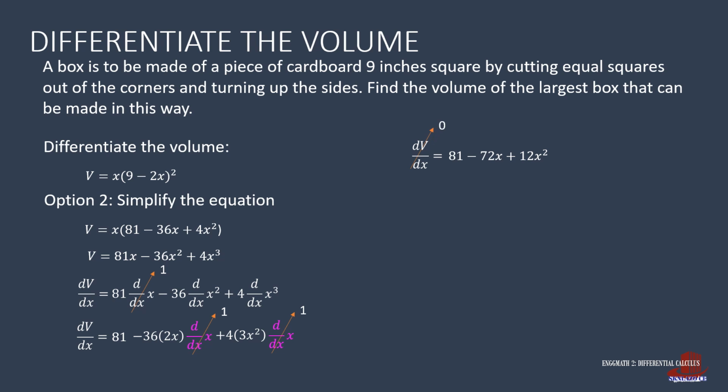Now maximize the volume by equating dV over dx to 0, thereby resulting to 12x squared minus 72x plus 81 as 0. With a degree of 2, use quadratic formula to have the values of x of 4.5 and 1.5, the same as previously solved.